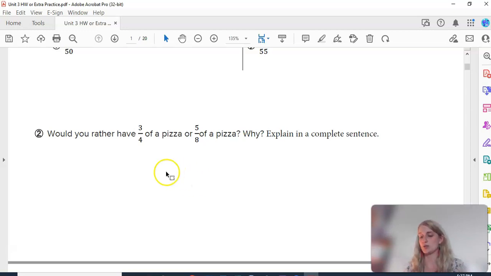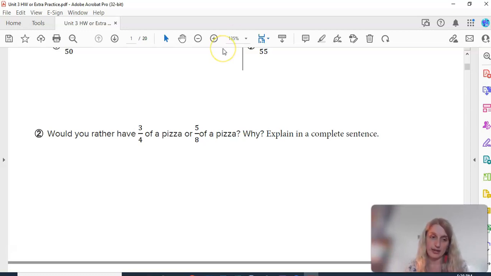So I was going to do the example of, let's pretend I'm not that hungry, but let's be real, I'm always hungry. I want the bigger pizza. So I need to figure out which one's bigger. I'm going to show you two different ways. I would be happy if you did either of these ways, but I want you to know how to do both of them.